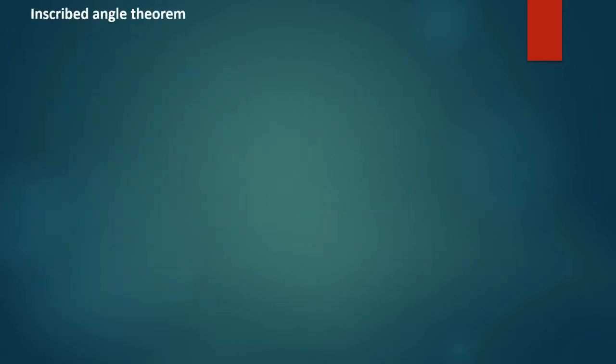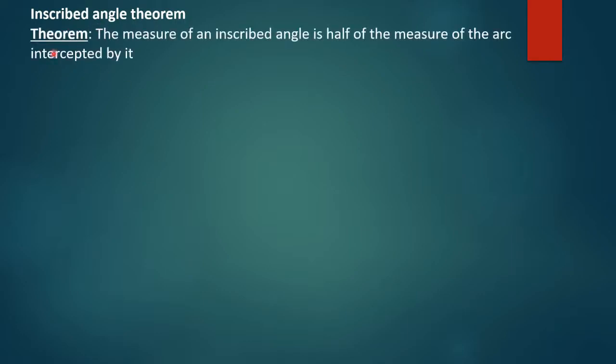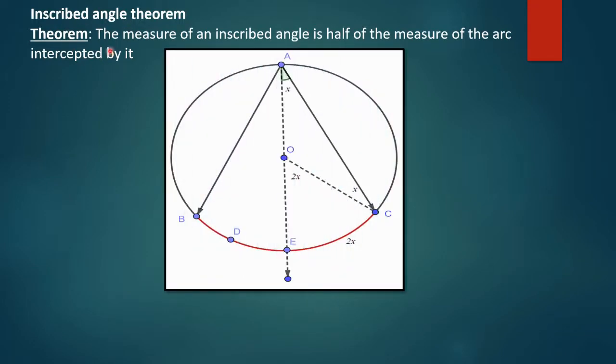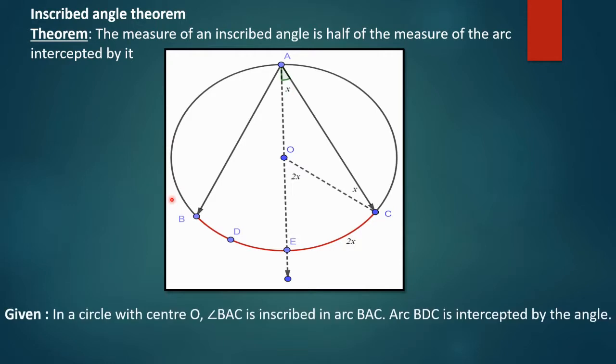Inscribed angle theorem. Let us understand the statement of the theorem. The theorem states the measure of an inscribed angle is half of the measure of the arc intercepted by it. Let us understand this with the following diagram. It is given that in a circle with center O, angle BAC is inscribed in arc BAC and arc BDC is intercepted by the angle.